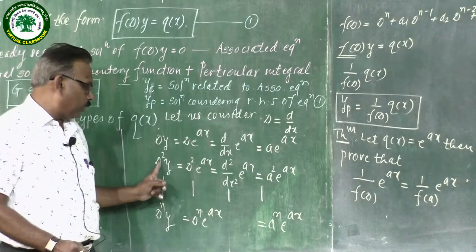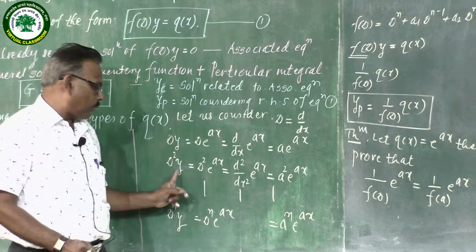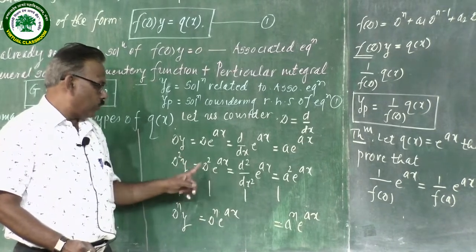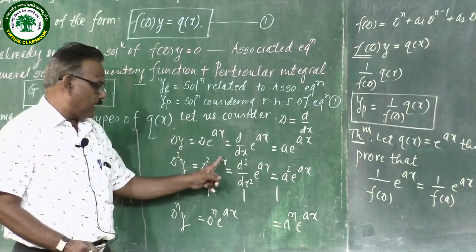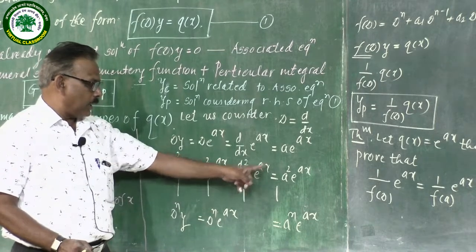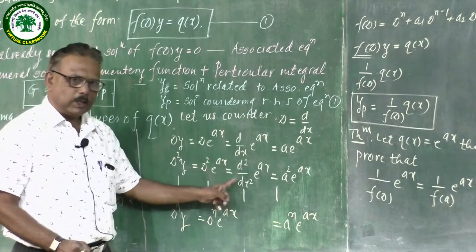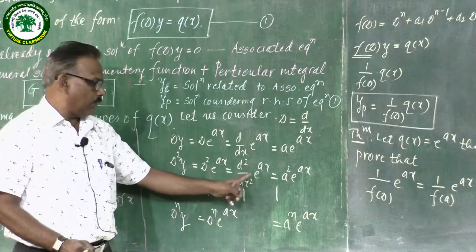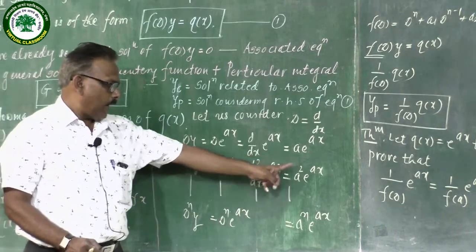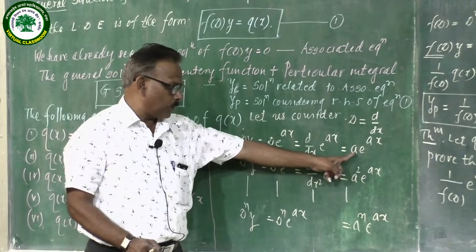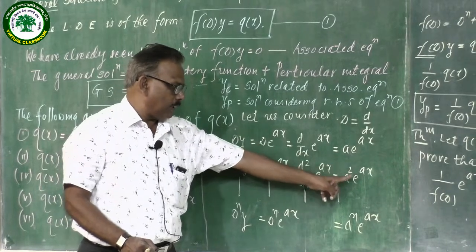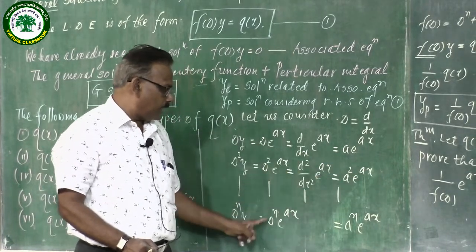While operating D squared on y, where y is equal to e raised to x, D squared e raised to x is equal to differentiating e raised to x 2 times, that is d squared by dx squared of e raised to x, again differentiating this part with respect to x, that is a squared e raised to x, and continuing in this way.